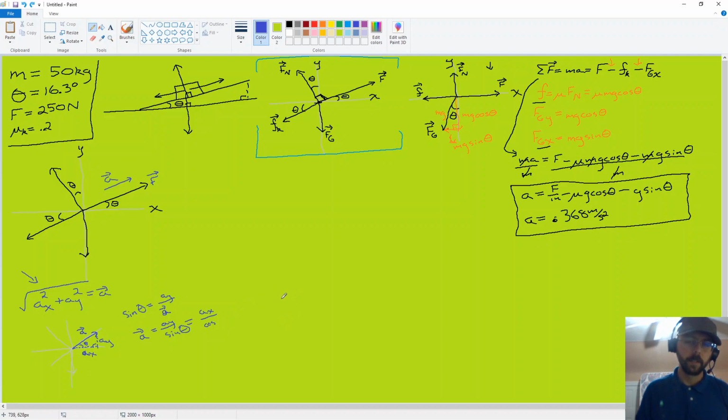Lava. Man, that takes forever. Green. All right.